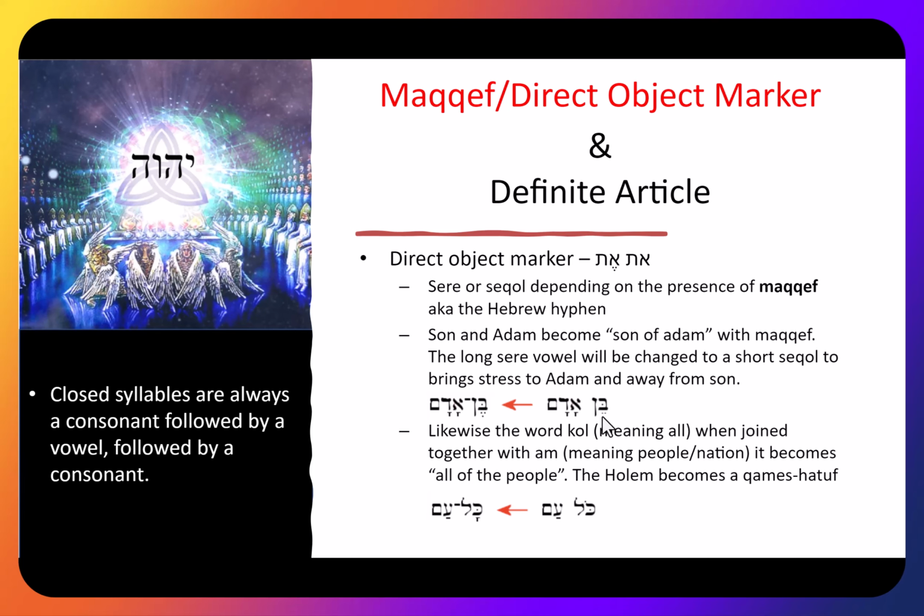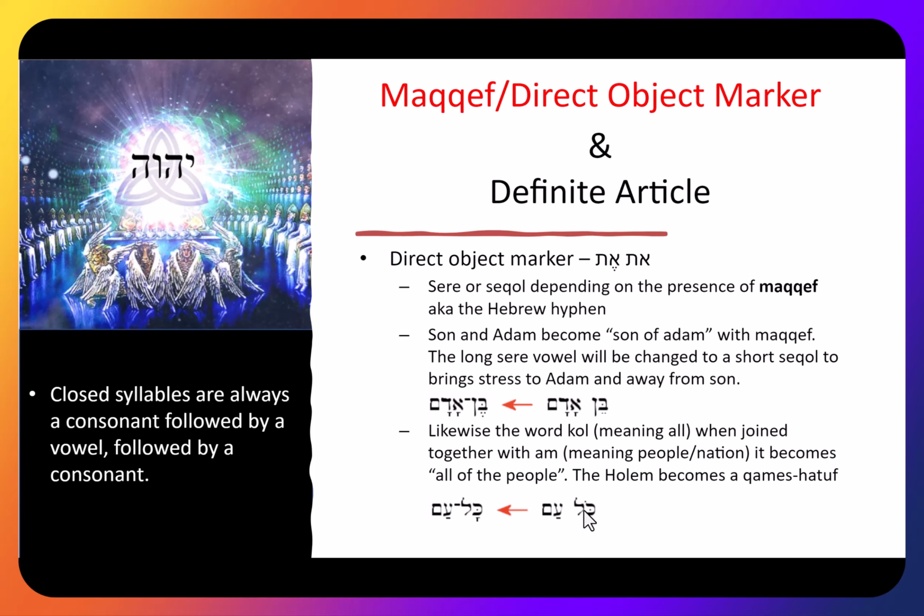We have Ben, that is one word meaning son, and we have Adam, that is one word meaning human. It can also mean man. But when I put the Makif in between these words, we notice that the vowel, the sere, will change into a segol. It's a shortening of the vowel, which brings stress to Adam and away from son. So we get son of Adam with this Makif.